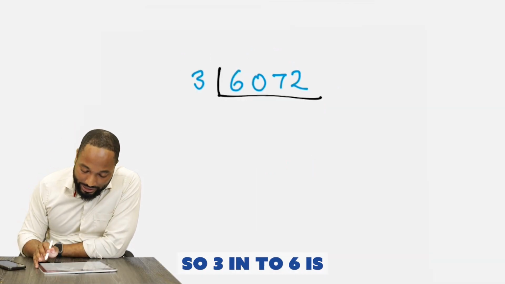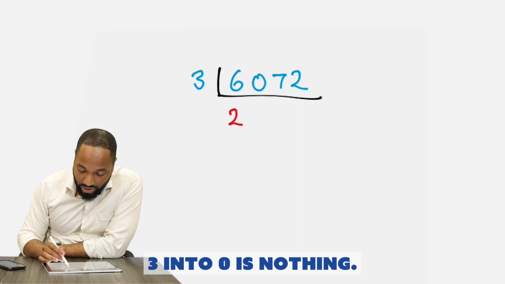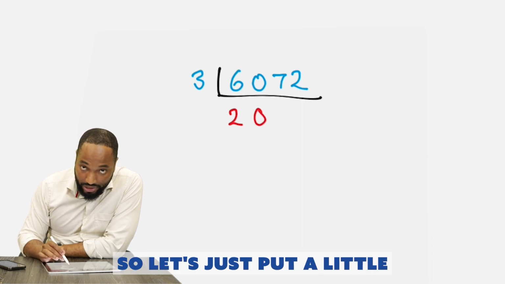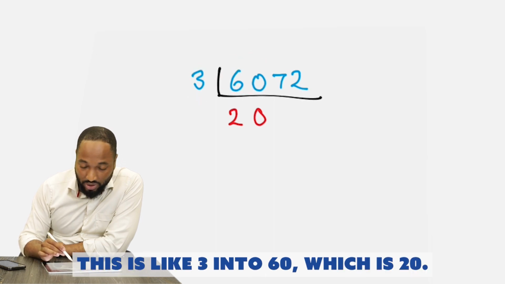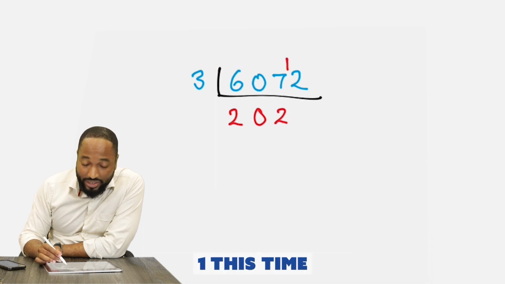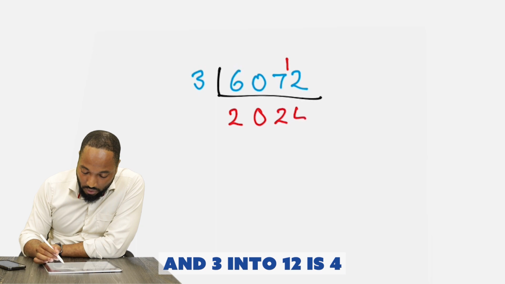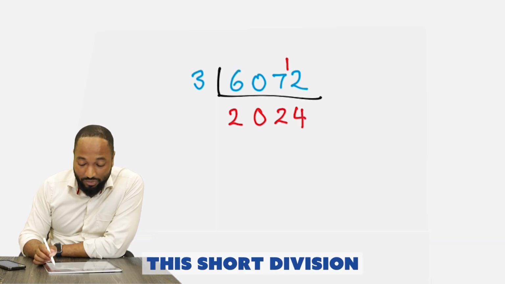So 3 into 6 is, I'm doing the next question. 3 into 6 is 2. 3 into 0 is nothing, so let's just put a little nothingness there. In other words, this is like 3 into 60, which is 20. And then I'll say 3 into 7 is 2 again. Remainder 1 this time. And 3 into 12 is 4. Beautiful. A beautiful work of art, this short division.